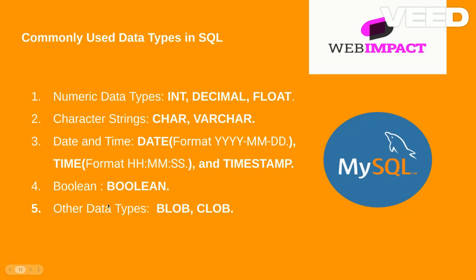The fourth one is boolean, which is used for true or false values. The other data types are BLOB and CLOB, in which BLOB is used for storing binary data, and CLOB is used for storing large text data. Basically, these other data types are not widely used in SQL, but you have to know about them.